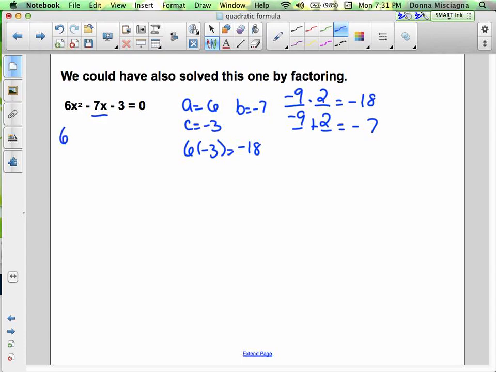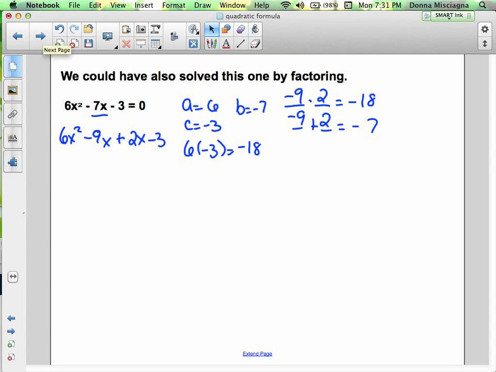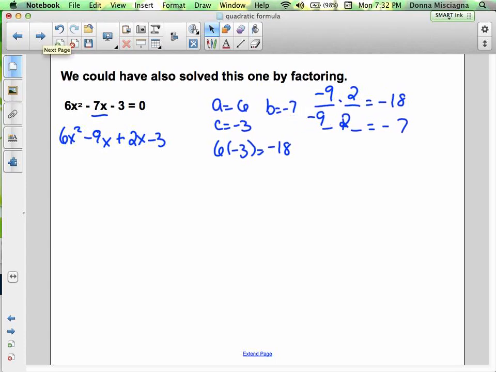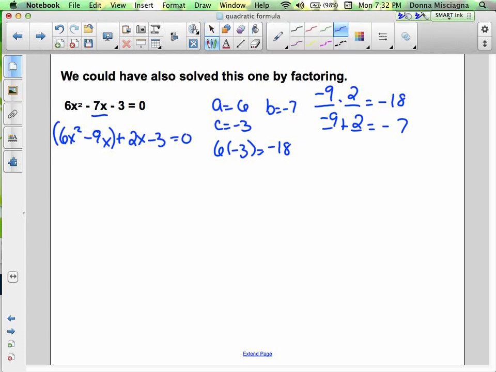So we have 6x squared minus, that was supposed to be a 9, there we go, minus 9x plus 2x, and we keep the negative 3. So keep the first and last. You're only replacing the middle. Equals 0. The first two are a group. The second two are a group. There has to be a plus, right?